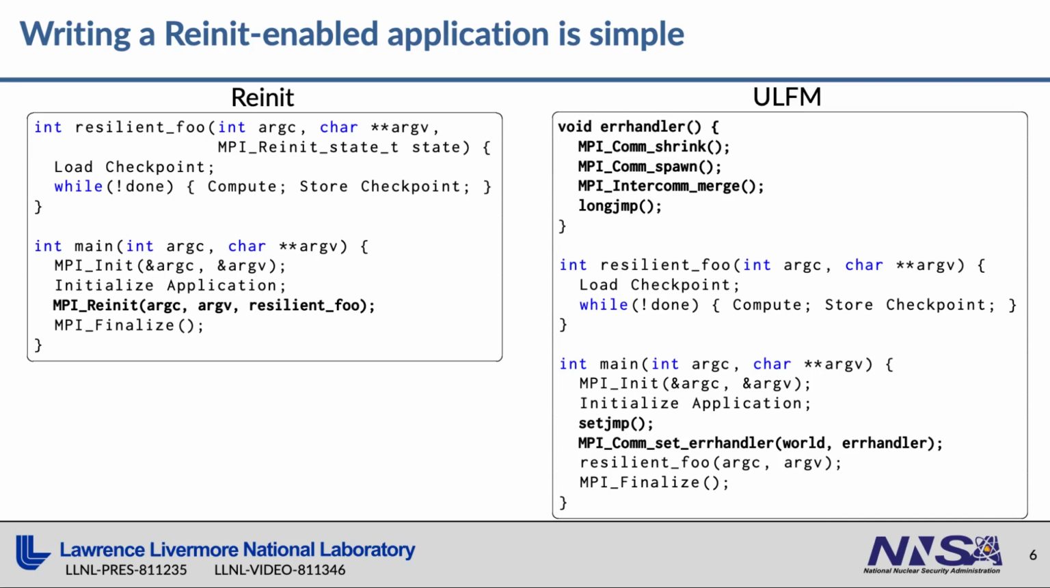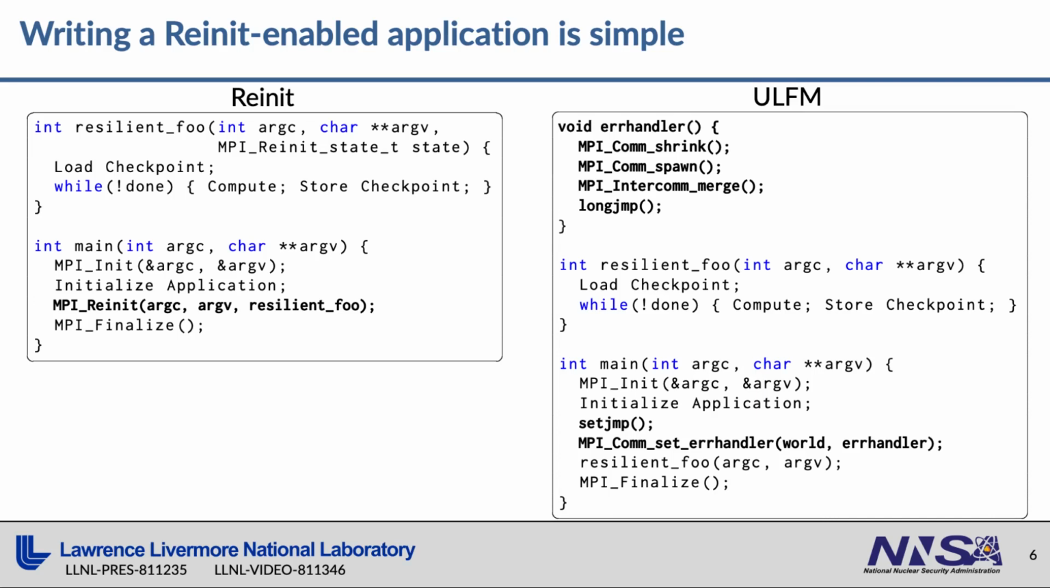Comparing this with ULFM, we start again with the main function. Again, there is a call to MPI_Init to initialize the runtime and an initialization of the application structures. Then the programmer needs to put a jump point for rolling back execution in case of a failure. And then the programmer needs to set an error handler on the communicator to trigger when there is a failure. Following is the call to the resilient function that performs the main computation loop.